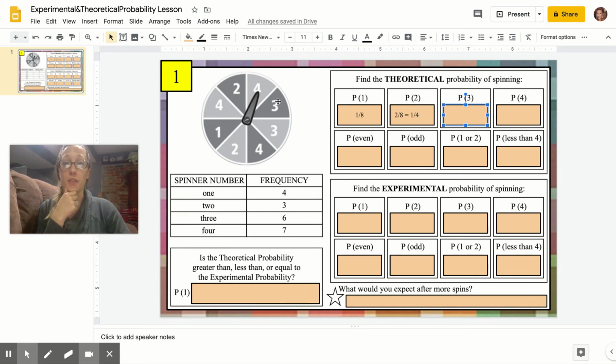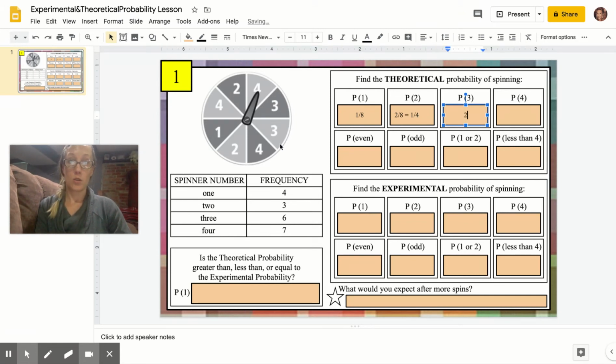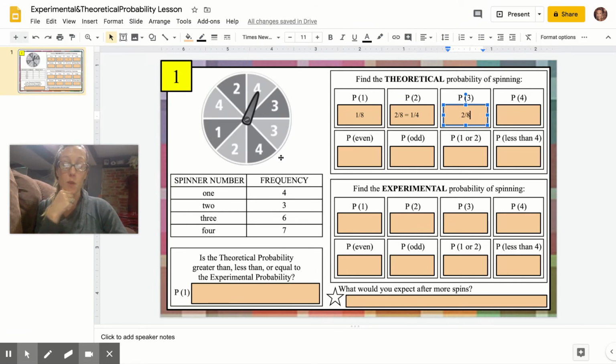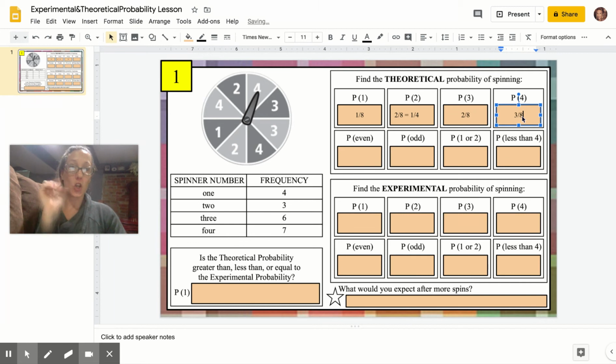So the probability of a 3, how many 3s are there over how many total spaces are there? There are 2 3s in here out of 8 spaces. So that's why 2 8s. Probability of spinning a 4? Well, this one might be a little bit different. How many 4s are there over how many total spaces? So if you were thinking 3 8s, you are absolutely correct.